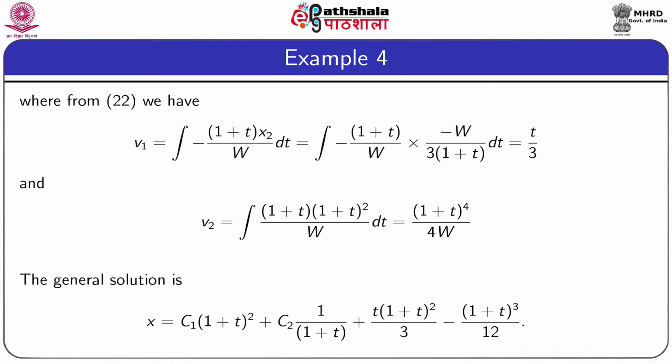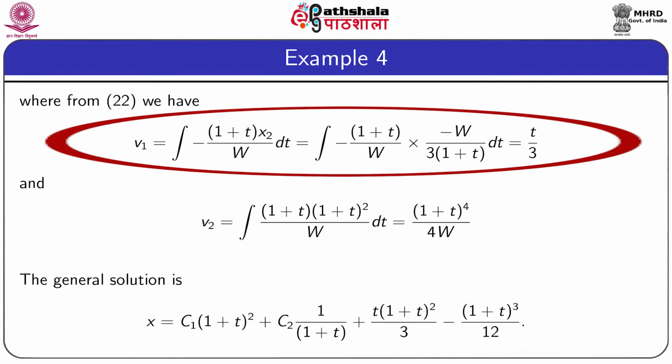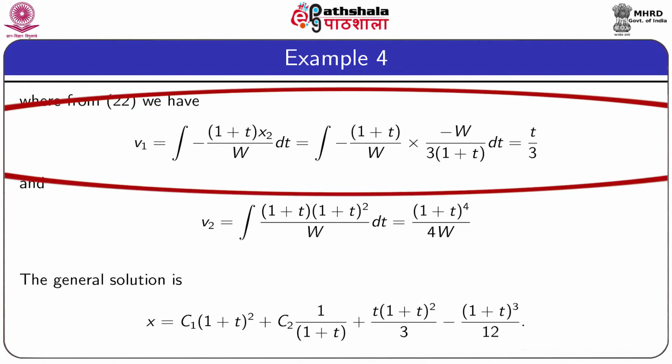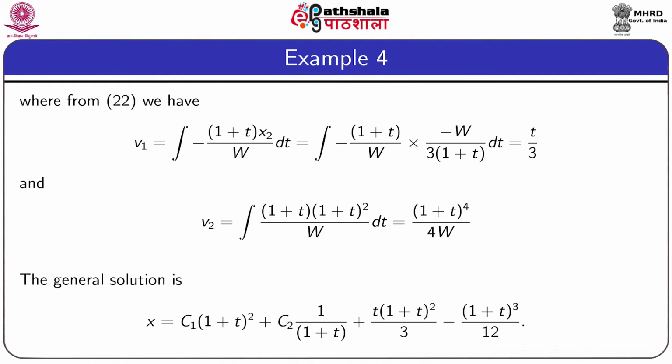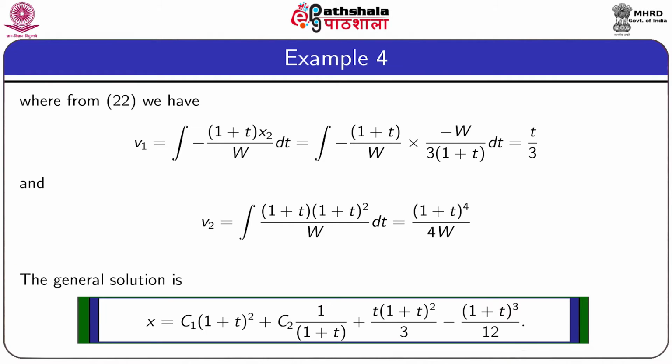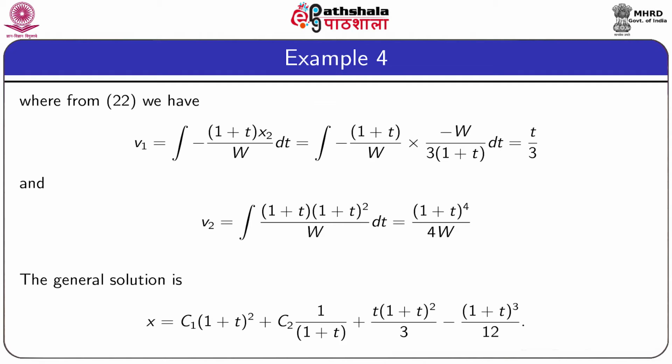Now, from 22, we will have v 1 is equal to integration 1 plus t divided by w into x 2, where we substitute this value of w and simplify and integrate and get the result to be t by 3. In the similar manner, we can calculate v 2, which is equal to 1 plus t whole to the power 4 divided by 4 w. Hence, our general solution is x equal to c 1 into 1 plus t whole square plus c 2 into 1 by 1 plus t plus t into 1 plus t whole square by 3 minus 1 plus t whole cube divided by 12.